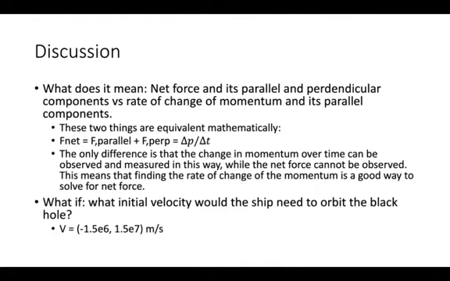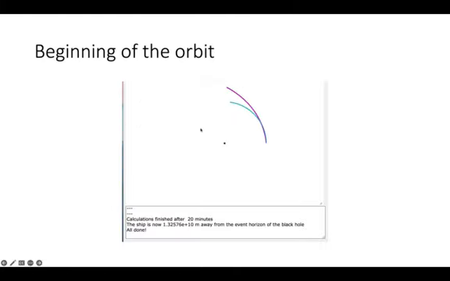This means that finding the rate of change of the momentum is a good way to solve for the net force. What if? What initial velocity would the ship need to orbit the black hole? I found this velocity to be -1.5e6 and 1.5e7 meters per second. And here is a picture of the beginning of this orbit. Thank you.